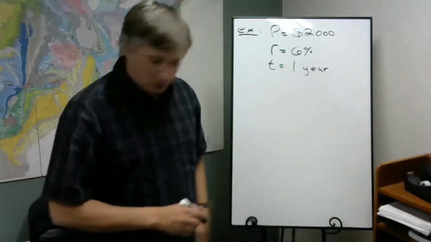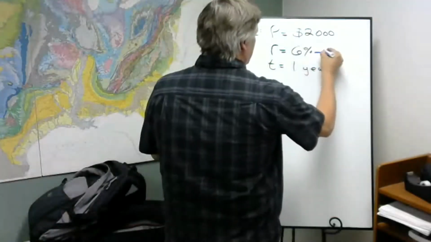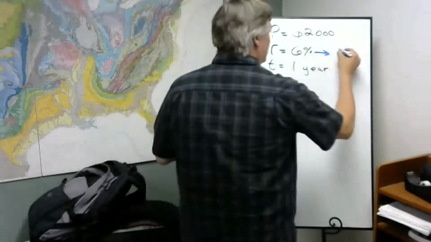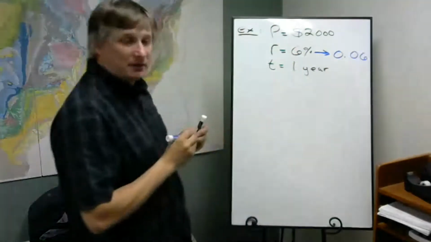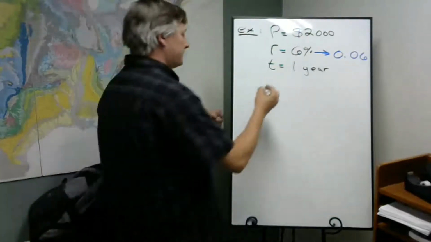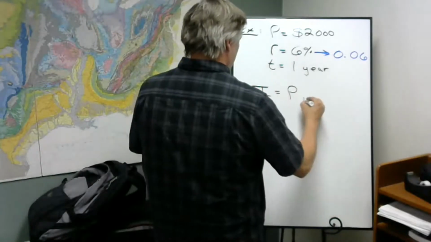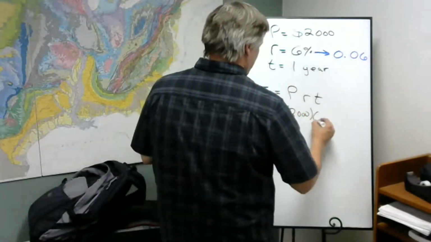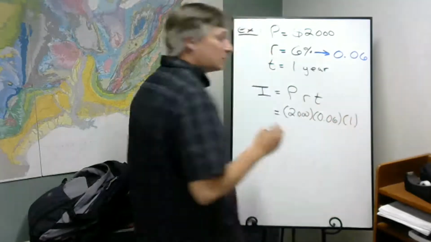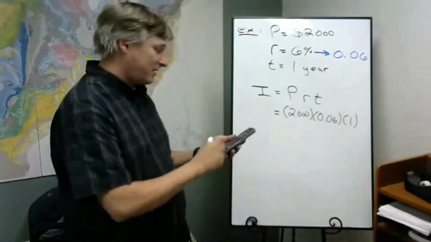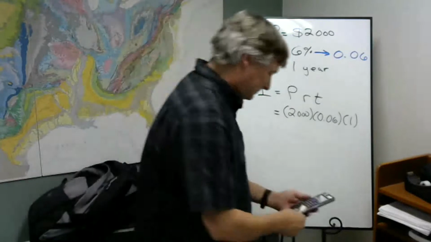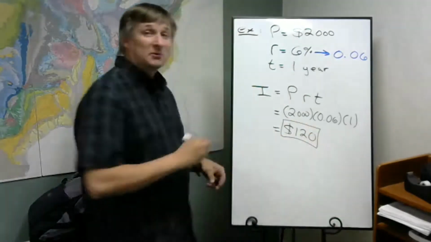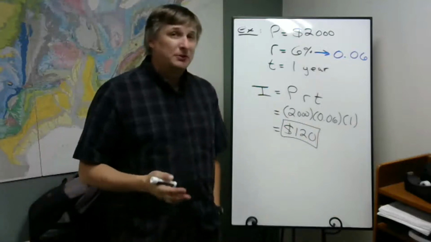So let's say we want to calculate the interest. Well, first off, we want to convert the rate to a decimal. To do that, we take our decimal point and move it two spots to the left. So we've got that. Now, next, to calculate the interest, it's PRT, or 2000 times 0.06 times 1 year. And if we do the calculations on that, I'm going to get my calculator going, we get 120 dollars. So that's how we do the simple interest calculation.